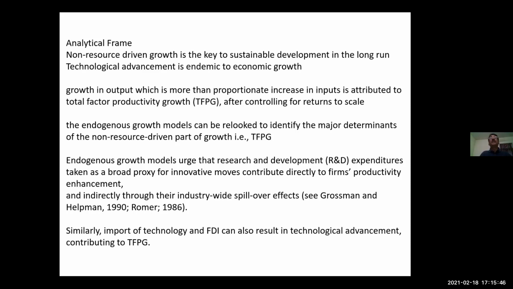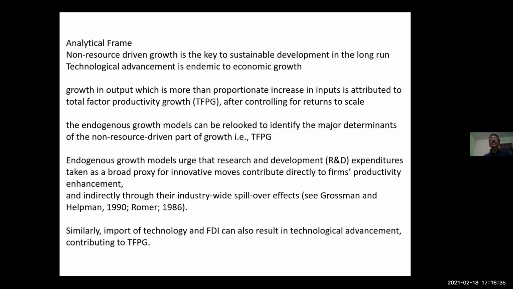So endogenous growth models urge that research and development expenditure, taken as a broad proxy for innovative moves, contributes directly to firms' productivity enhancement and indirectly through their industry-wide spillover effects. So basically one is trying to lay emphasis on the innovative activities of the firms, and also on the macro policies, to what extent they encourage such innovative activities. Now, when you decompose growth in terms of resource saving and resource driven growth, you can see that research and development or innovative activities are directly connected to this resource saving growth.